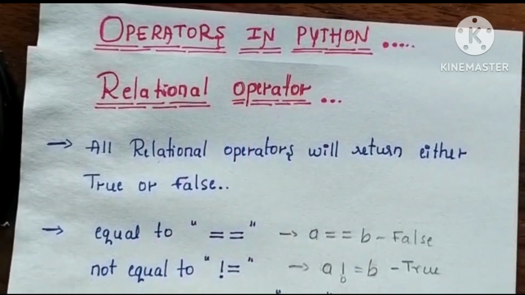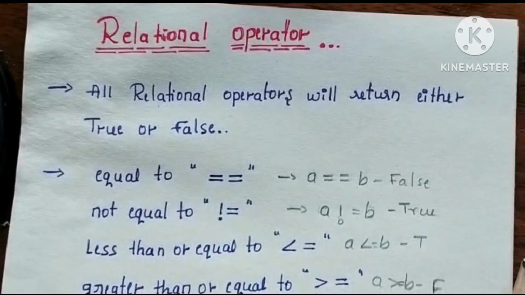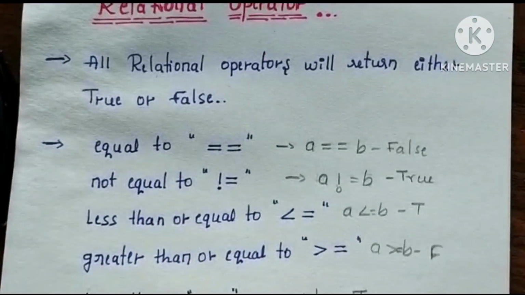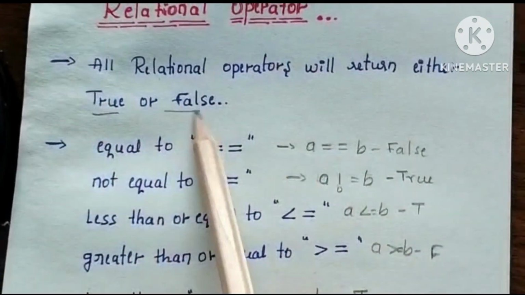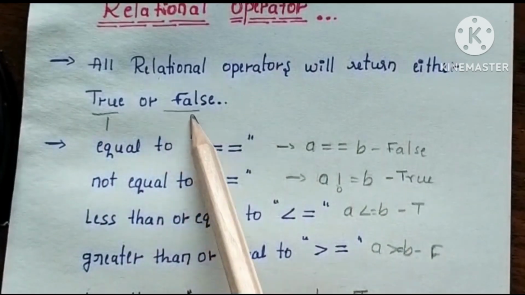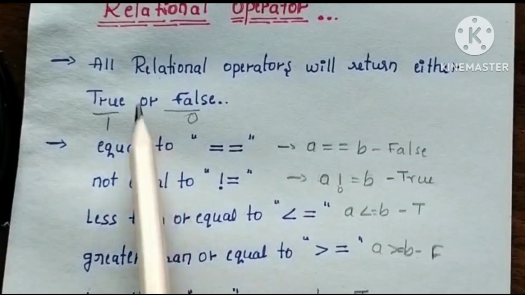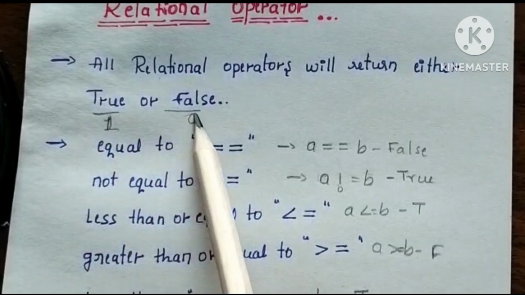So what is the meaning of relational operator? All relational operators will return either true or false. True means 1, false means 0. It will show in terms of 0 and 1 in binary format.